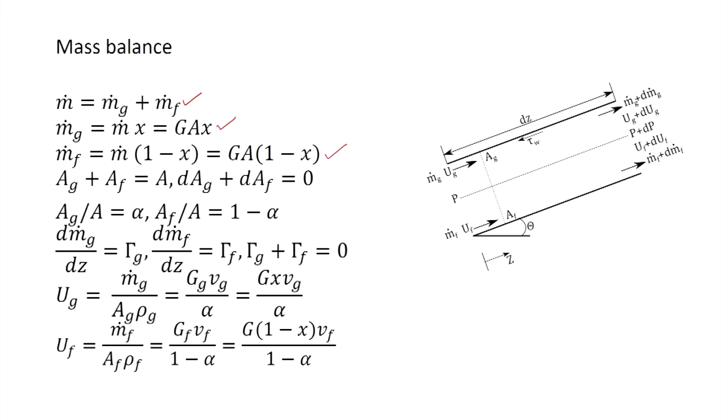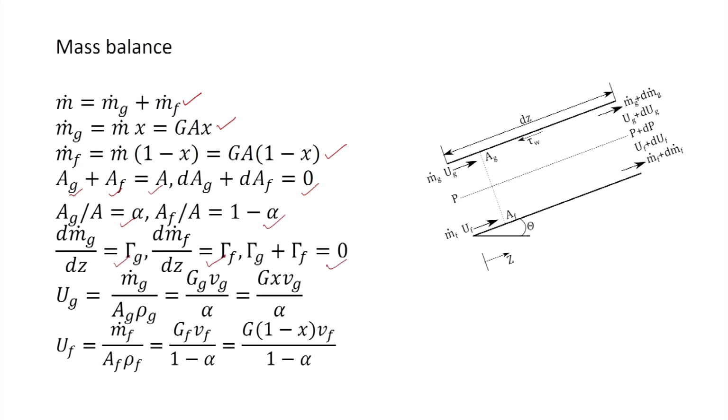The sum of the two areas AG and AF will be equal to A, and here we are assuming constant cross-sectional area. So, dAG plus dAF is equal to 0. Then the void fraction is AG by A, and AF by A will be 1 minus alpha.